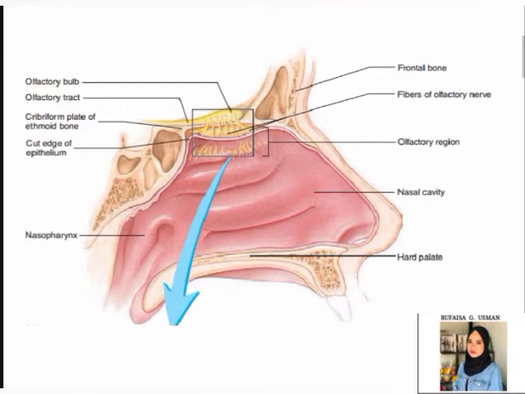These are the anatomy and physiology of the nose. The nose has ten parts. First, septum, nostrils, olfactory bulb, olfactory tracts, cribriform plate of ethmoid bone, epithelium, nasopharynx, fibers of olfactory nerve, olfactory region, nasal cavity.